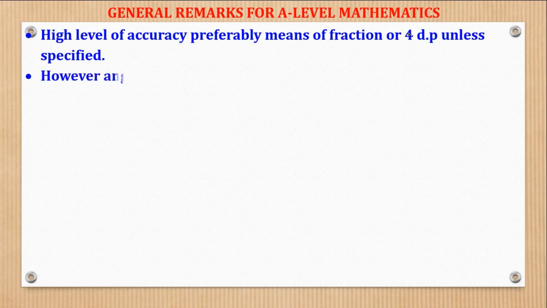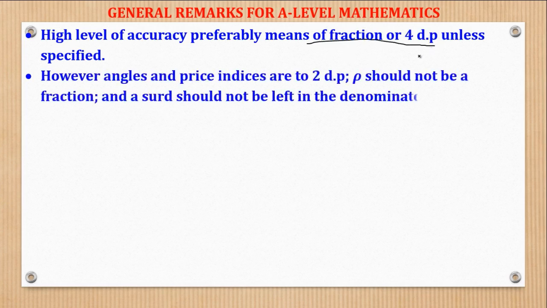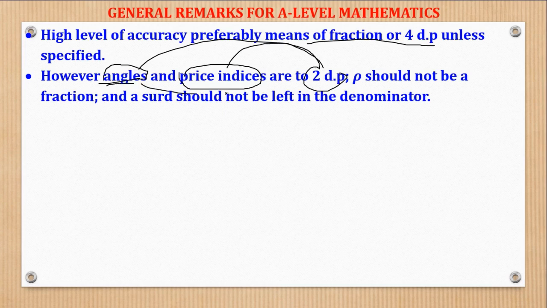However, there are some special cases where we alter this rule number 1, and that is in angles. When you calculate and get an angle, the angle has to be to 2 decimal places. And also questions of price indices in Math Paper 2 are to 2 decimal places. If you give more than 2, it is okay, but we strictly want 2. So angles, remember to put 2 decimal places. Price indices, remember to put 2 decimal places.